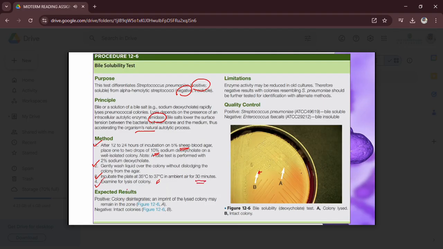Take note kung malalays ba or masisira yung colony. Positive, of course, madidisintegrate, masisira yung ating colony, the colony will lyse, then an imprint of the lysed colony may remain in the zone. Negative, kailangan buo pa rin yung colonies, bilog din siya. Kaya, as you notice here, yung letter A natin, nawala na, na-lyse, no? Imprint na lang siya dyan. Na-lyse na po yung colony, wala na yung pinakabilog as compared to letter B, nabuo pa yung circle, no? Buo pa, intact pa yung colony.